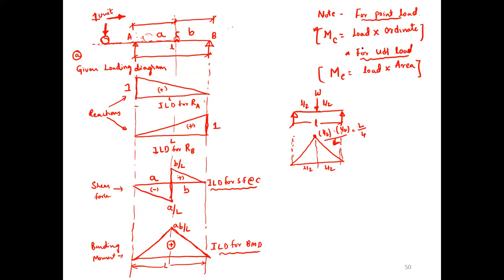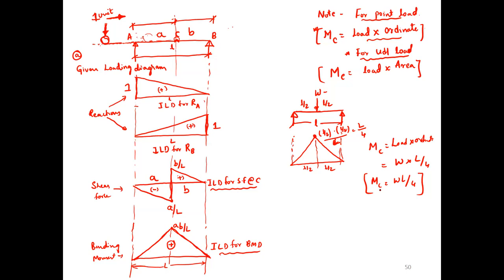As per the concept for point load, what is the moment? Load multiplied by ordinate. What is the load now? W. What is the ordinate? L by 4. What is the value now? MC is W L by 4. You know that it's a standard case.